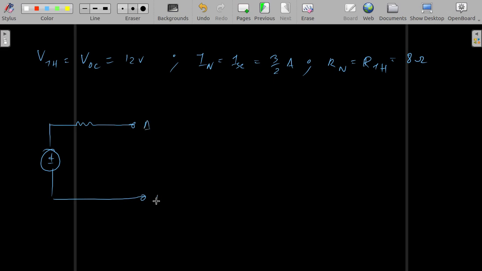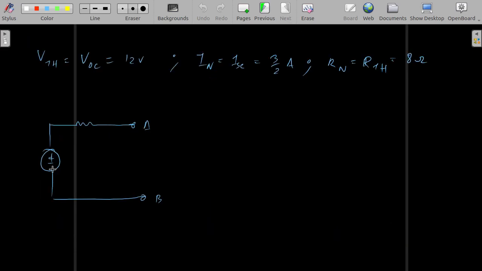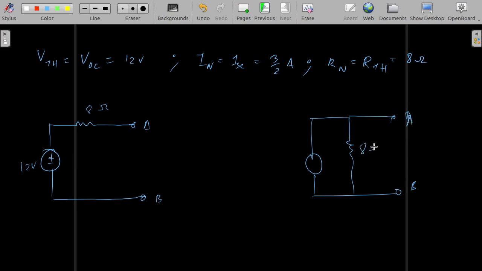Always be careful when you are writing the polarity. Here we have taken VOC like this, so the plus sign should come at A. So the plus sign of the source should correspond with A, 8 ohm and 12 volt, right? And the Norton equivalent is, again we have A and B, right? 8 ohm, 3 by 2 ampere.